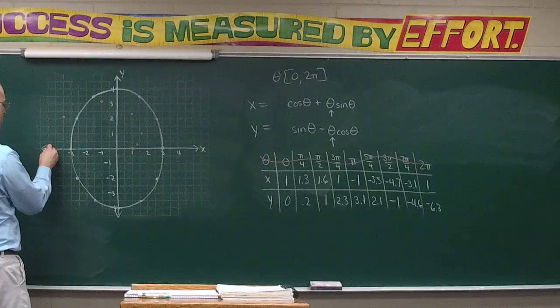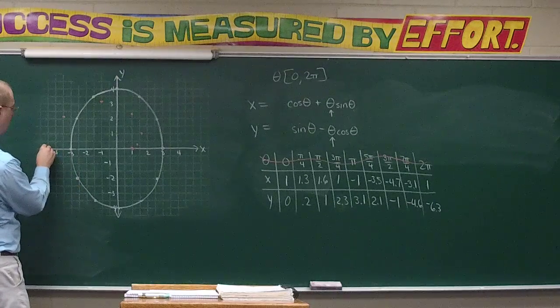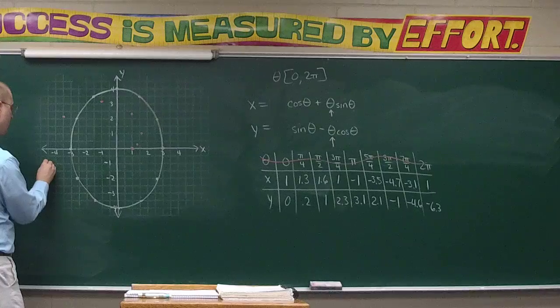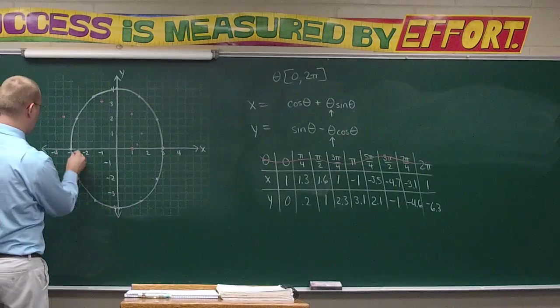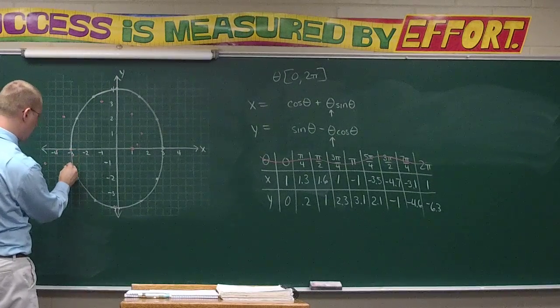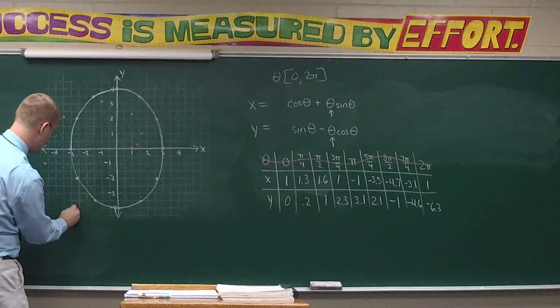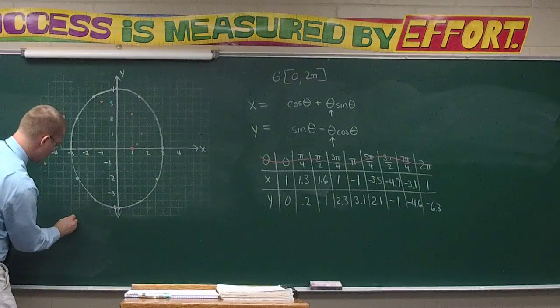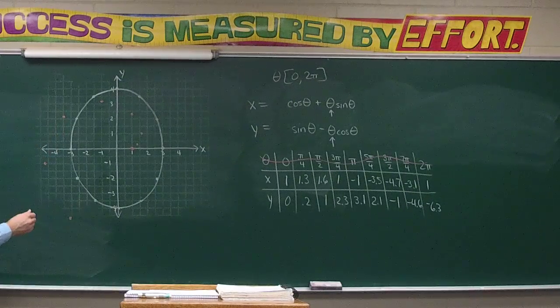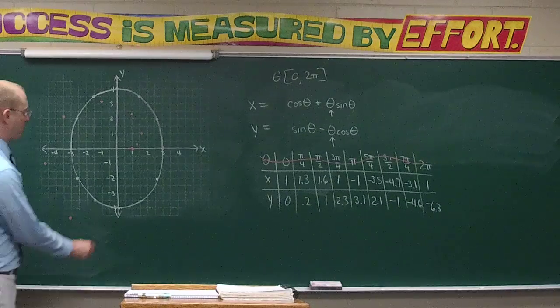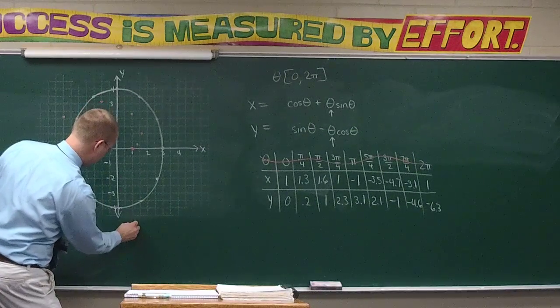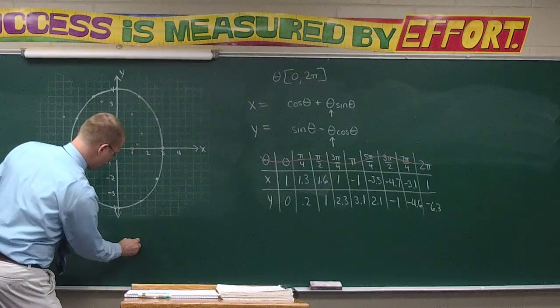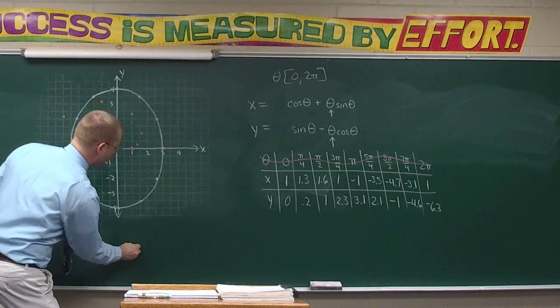negative 4.7, negative 1, 3.1, negative 4.6, and I'm running out of room for my next one. My next one would be 1, and then negative 6.3, something like that.